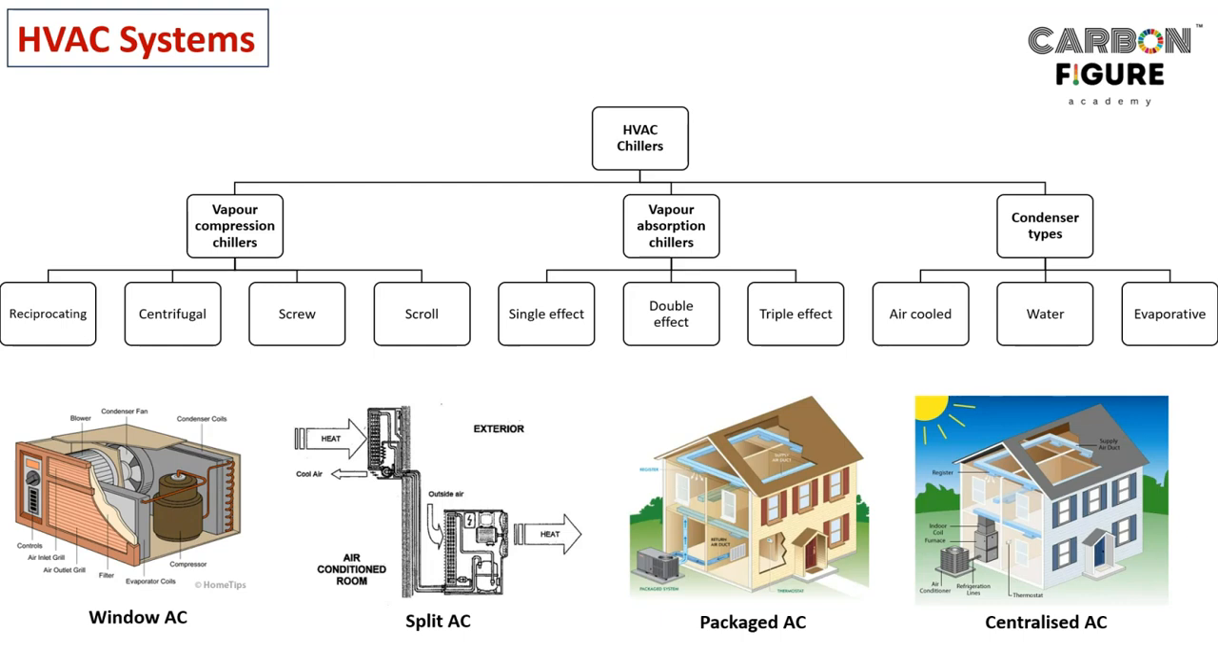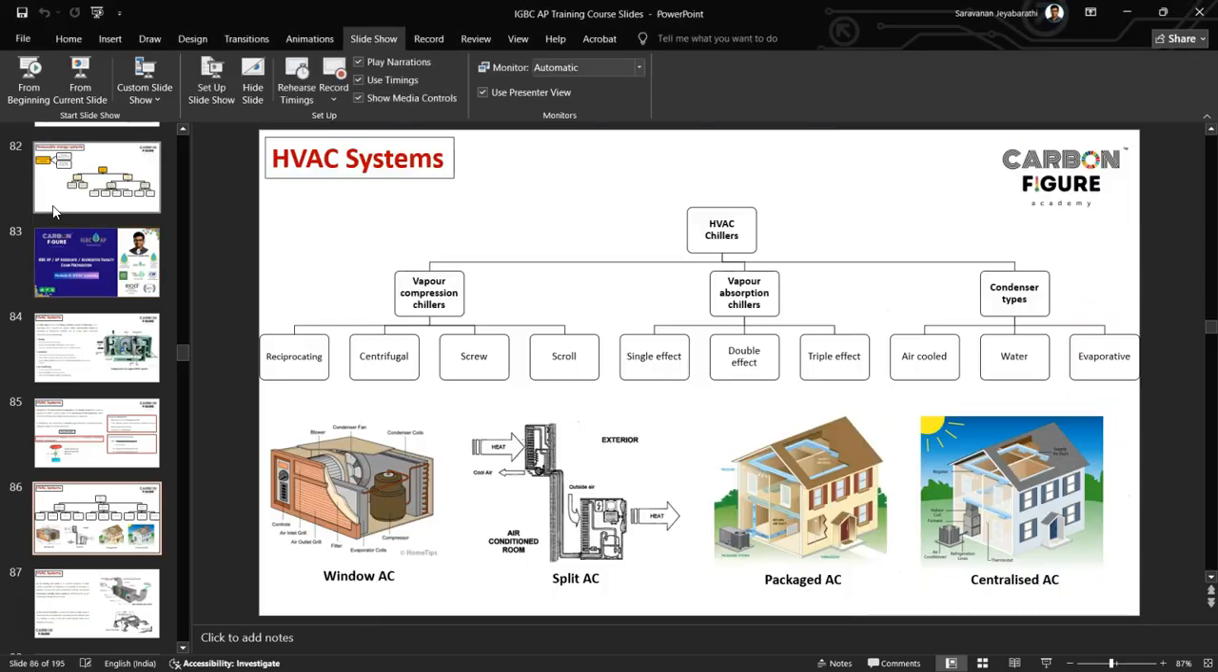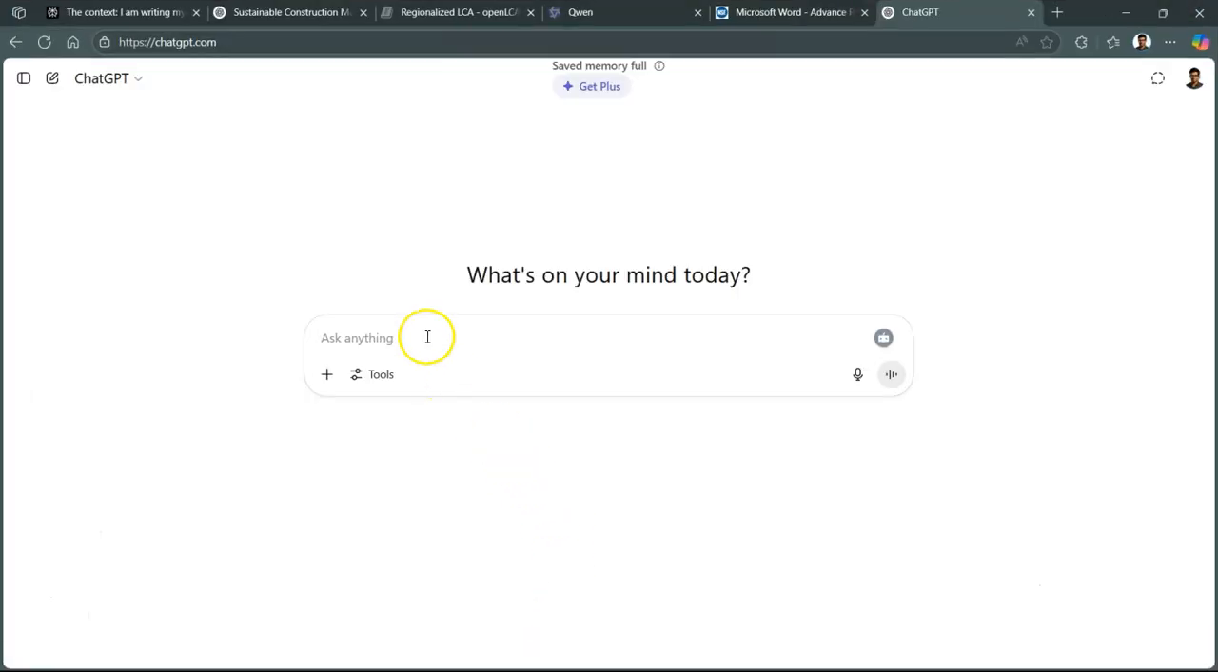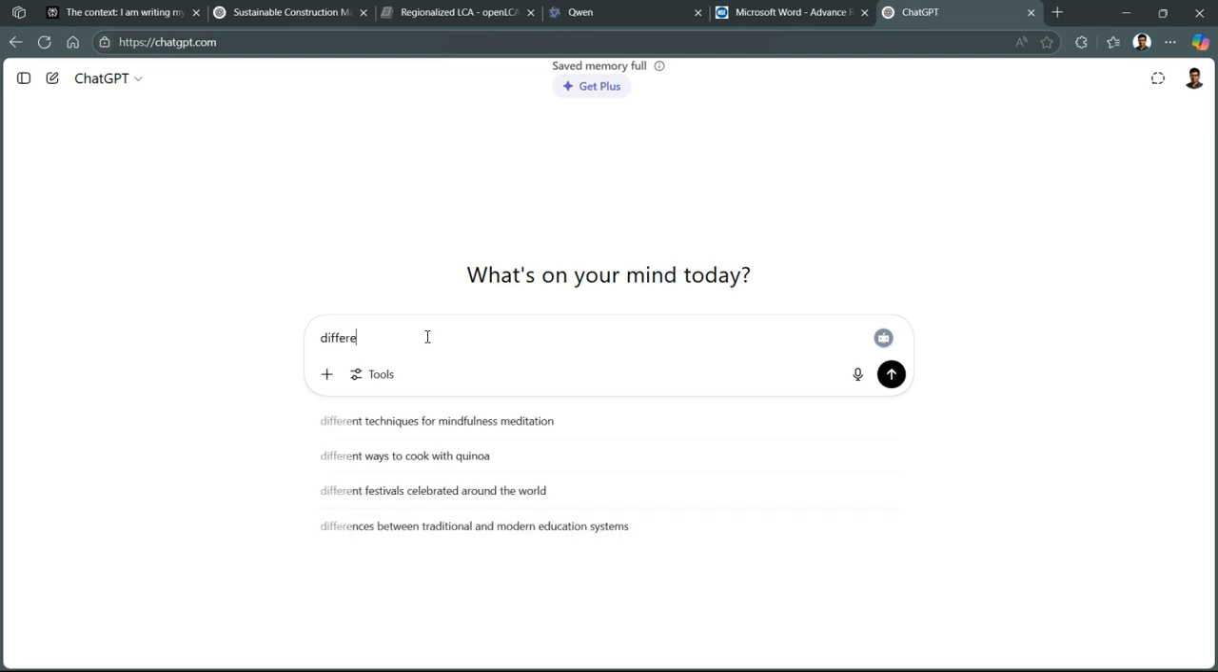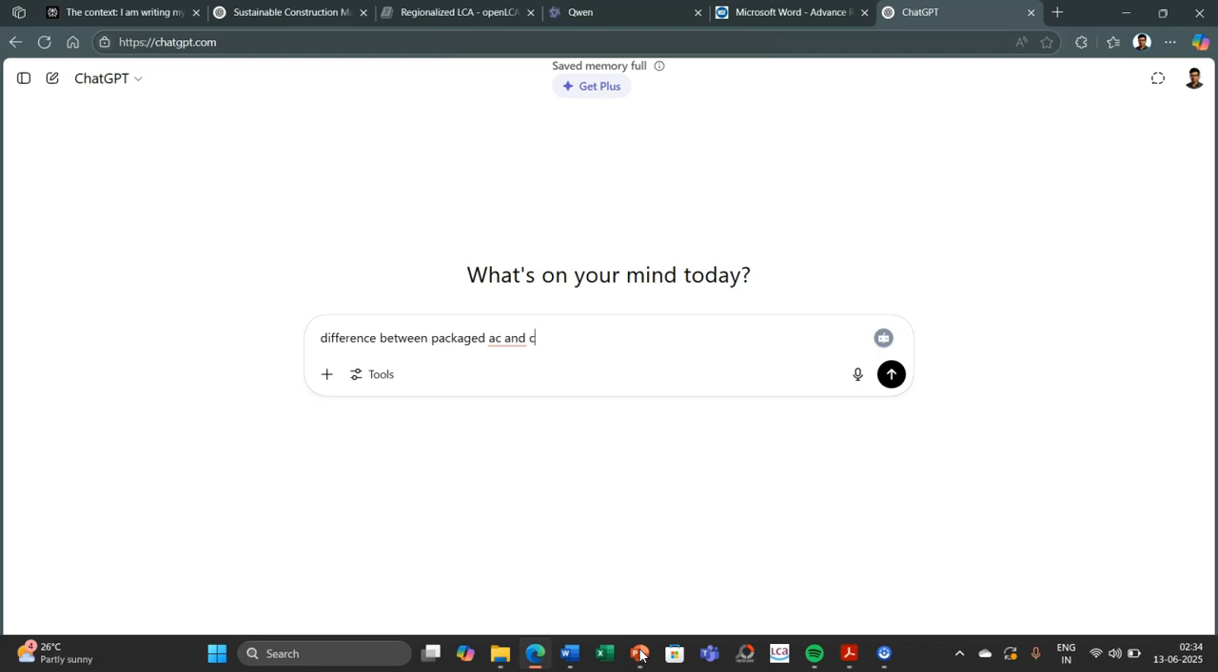So let's get to know the difference between packaged AC and centralized AC, right? If you see the visual, the refrigeration system is put outside of the building, and from that the cold air is supplied throughout the building with the help of ducts. Both look the same, but there would be some difference, right? So let us just ask ChatGPT the difference between packaged AC and centralized AC.